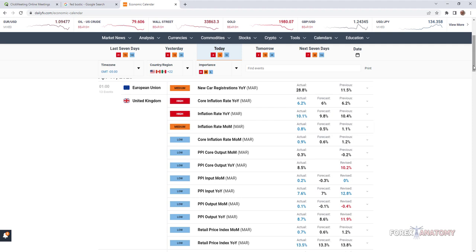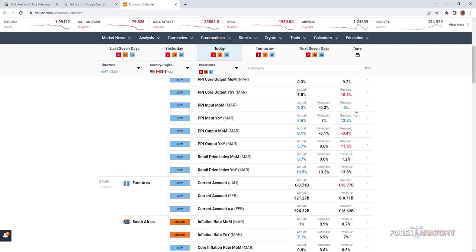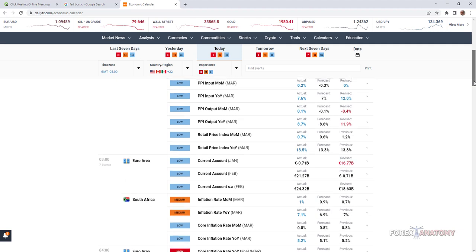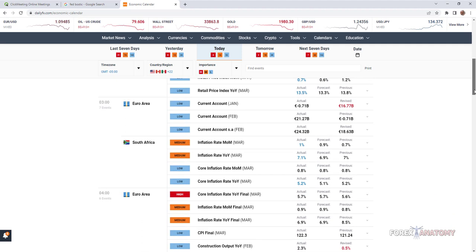So then we got that. They also came out with some PPI data that showed that inflation was still sticky as well, beating the forecast. So all of the inflation pricing pressures in the UK are still pretty high. So yeah, they definitely have a long way to go.